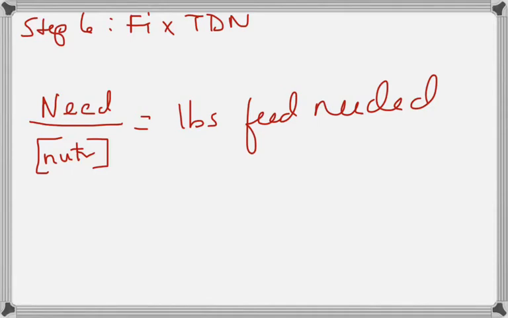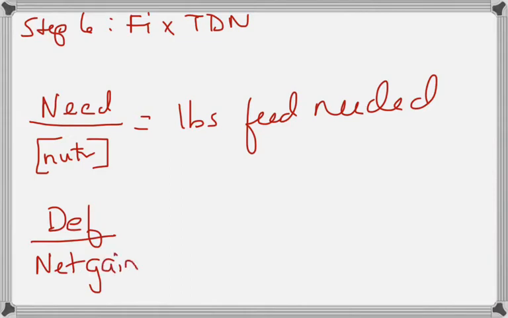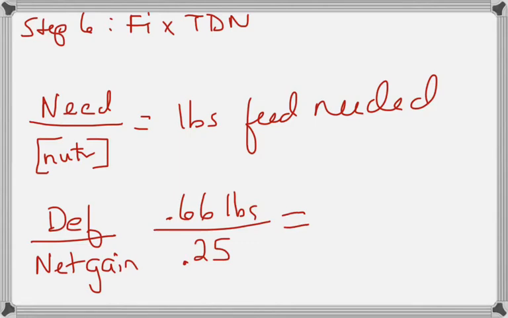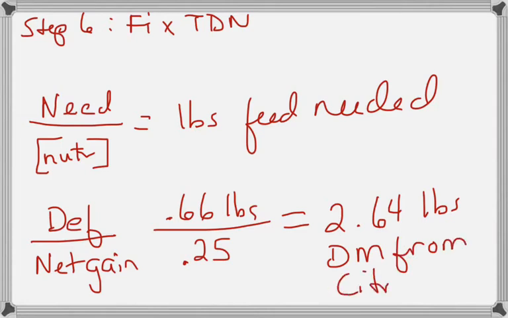So we have a need. Our need in this problem is the deficiency, and our nutrient concentration is the net gain, which is a decimal. For this problem, we had a deficiency of 0.66 pounds. We're going to divide that by 0.25, which was our net gain from the previous slide. If we take 0.66 divided by 0.25, we need 2.64 pounds of dry matter from citrus pulp. We have just fixed our energy deficiency. That is step 6.